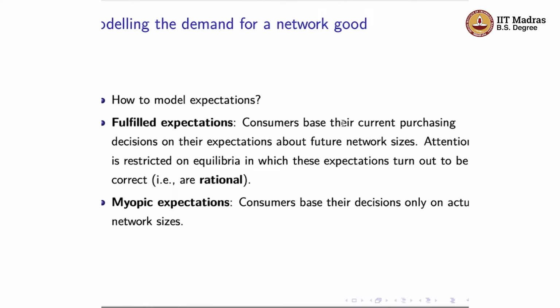So here it's myopic in the sense that consumers are not going to be forward looking, but they are going to be basing their decisions only on the current actual network sizes when they're deciding whether to adopt a good or not, right? So often for tractability purposes, this turns out to be much easier to model than the rational expectations, where consumers are far-sighted, right? So these are in some sense two extreme cases, one where consumers do not look in the future at all, and the other where consumers not only look in the future, but whatever expectations they have about the future turn out to be correct, right? So we'll see the uses of both of these modeling techniques.